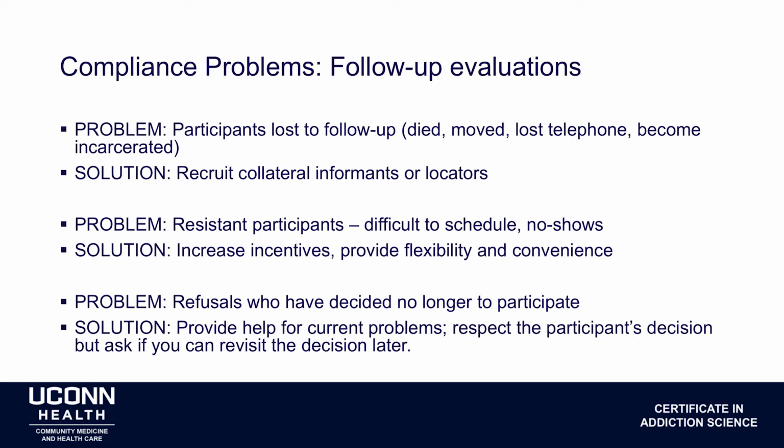And in cases like this, you can help to locate people by having collateral informants make themselves available at the beginning of the study just to find out, if you can't contact a participant, where to find them. You can also use records to find out if they've been incarcerated or they've moved or they've died.